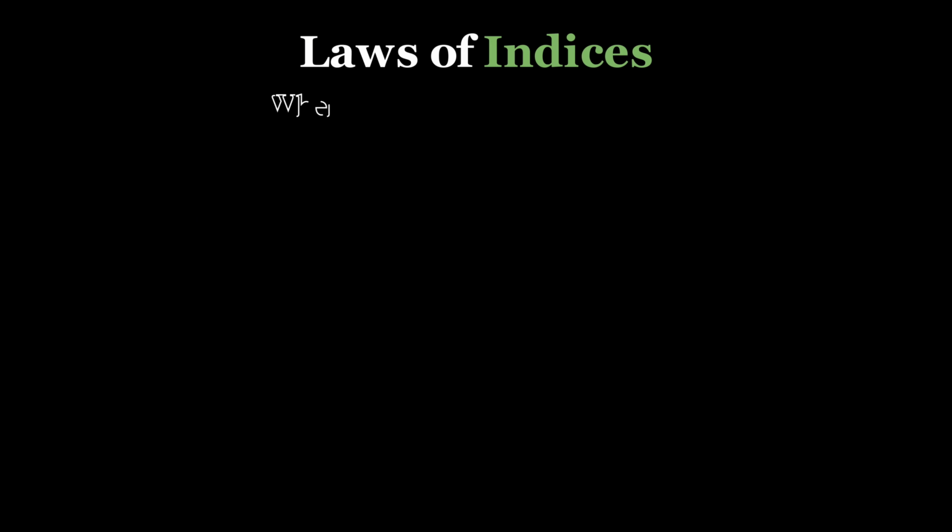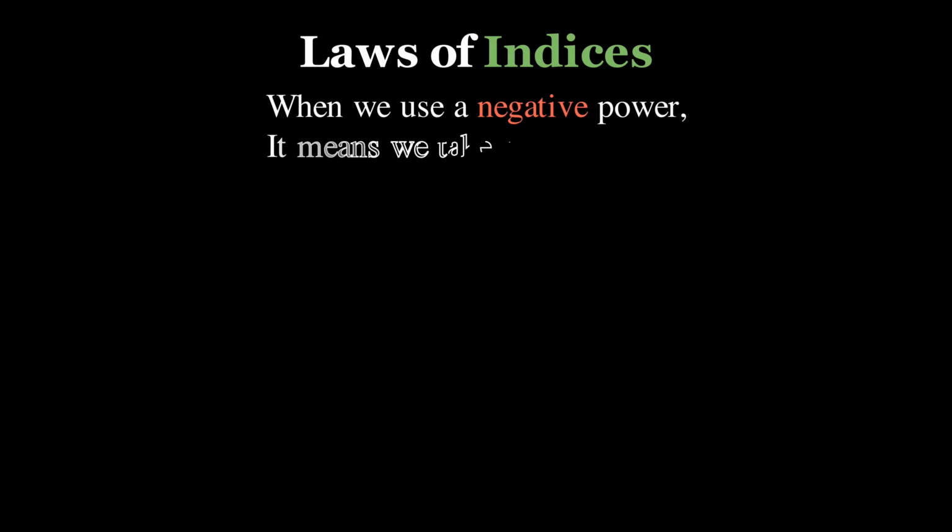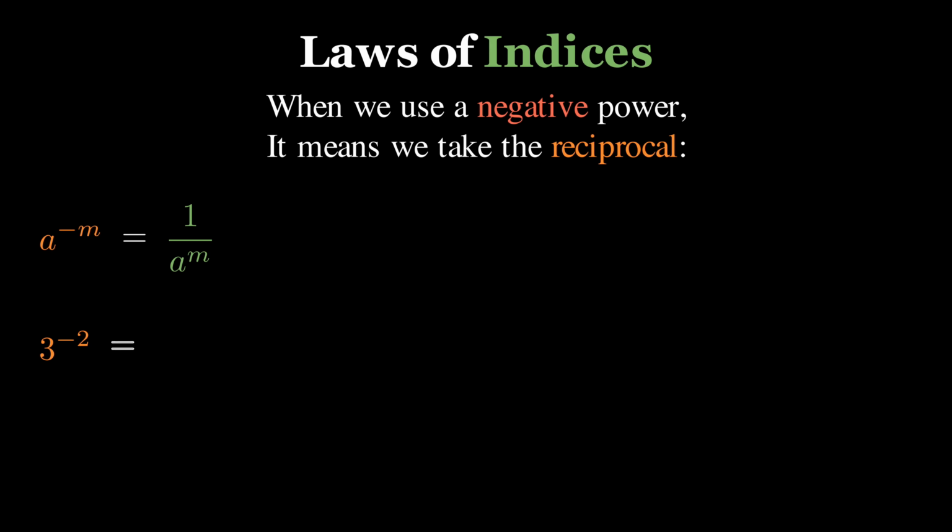Now let's look at negative powers. When we use negative powers, it means we take the reciprocal. So instead of writing a to the power of minus m, we flip it and write 1 over a to the power of m. It will work the same way with numbers, like for example 3 to the power of negative 2 should be equal to 1 over 3 to the power of 2, which is 1 over 9.